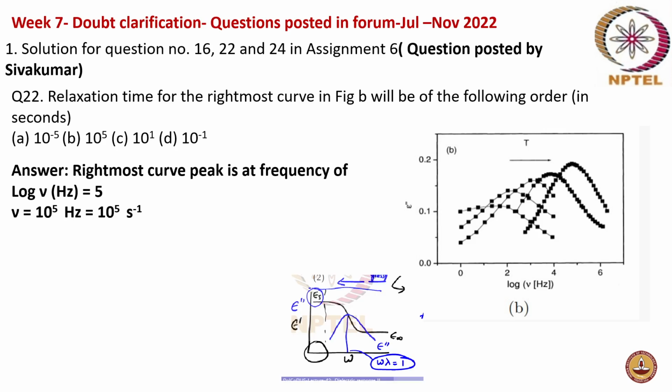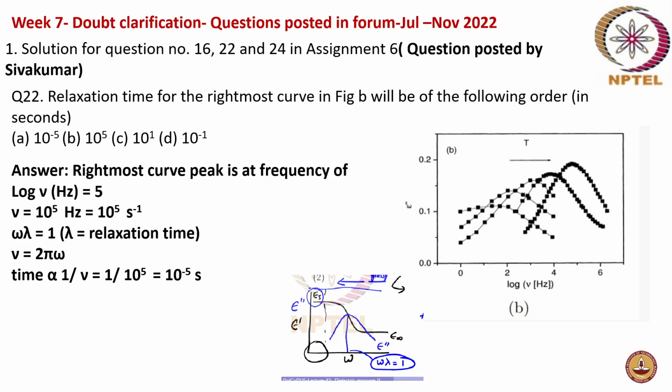Your frequency, log of nu, is equal to 5. That means your nu, taking the log to the other side, will be 10 power 5 hertz, that is 10 power 5 second inverse. So your omega lambda is equal to 1, where lambda is your relaxation time and omega is your angular frequency. So your relaxation time and your angular frequency are inversely related, and frequency and angular frequency are related by omega equal to 2 pi nu.